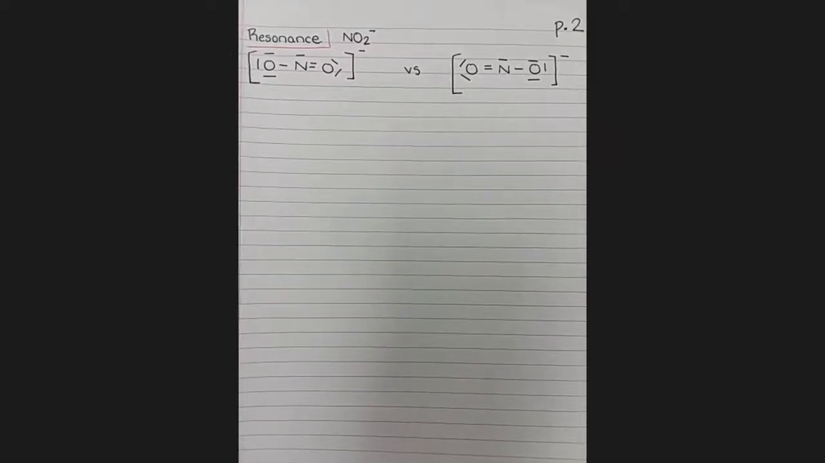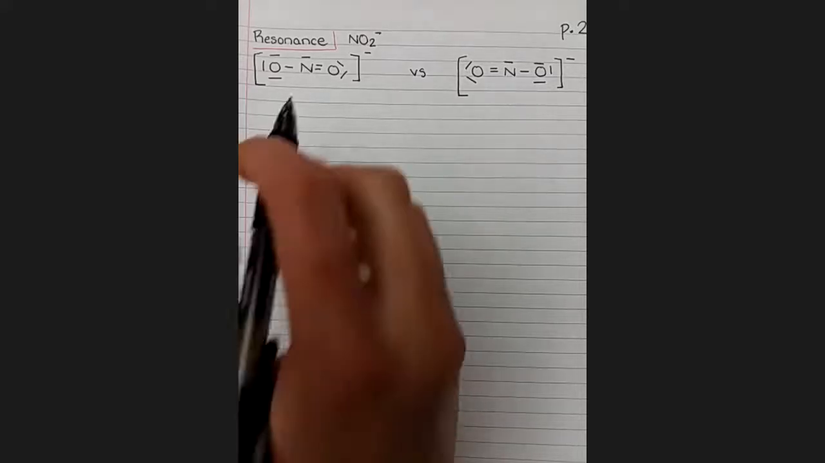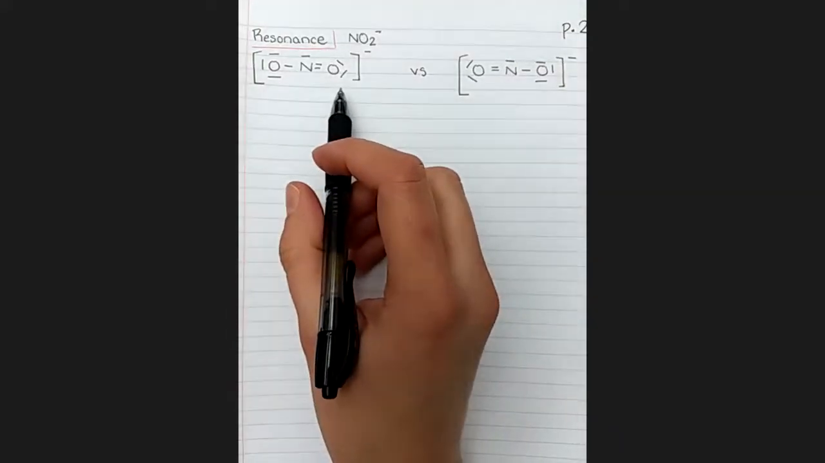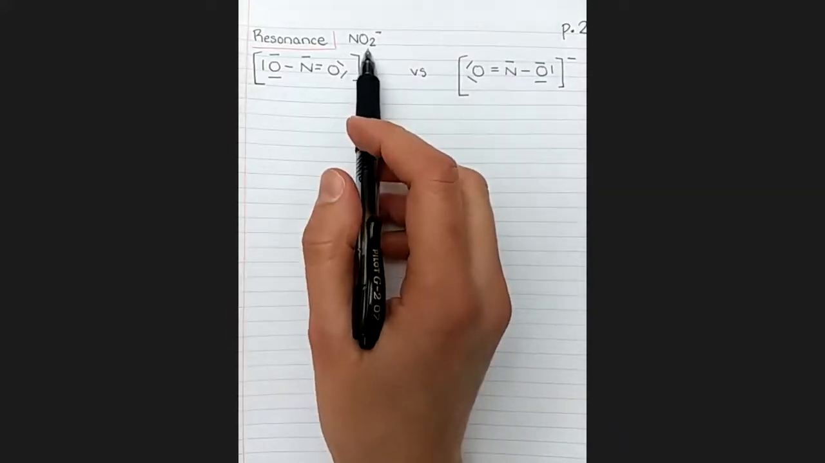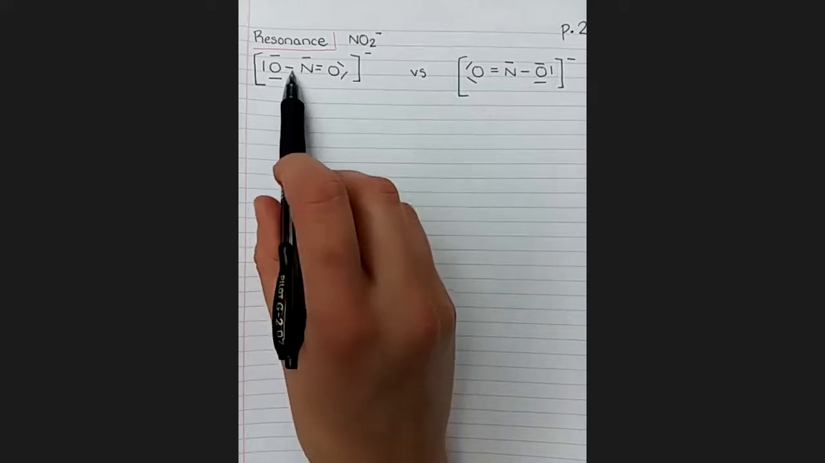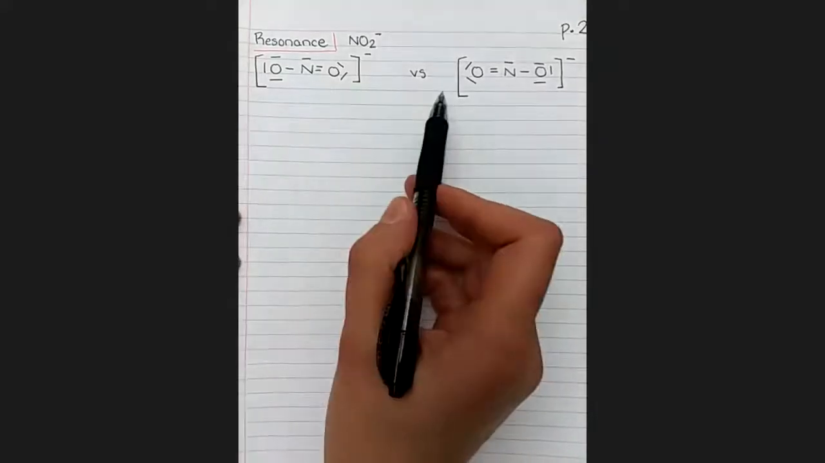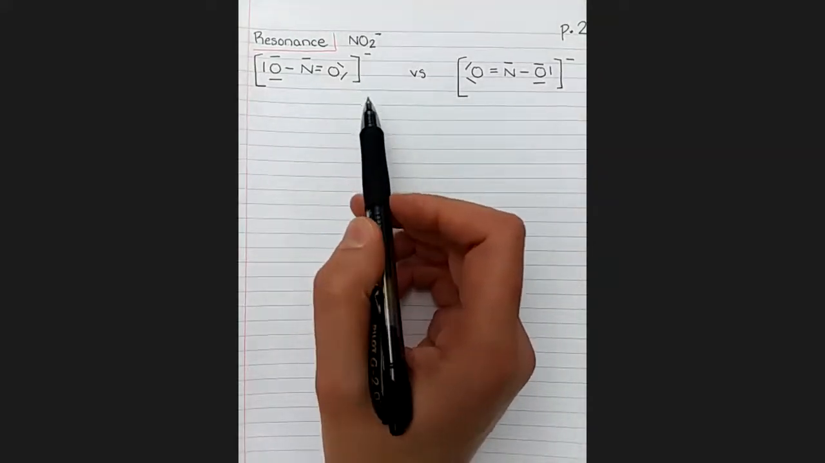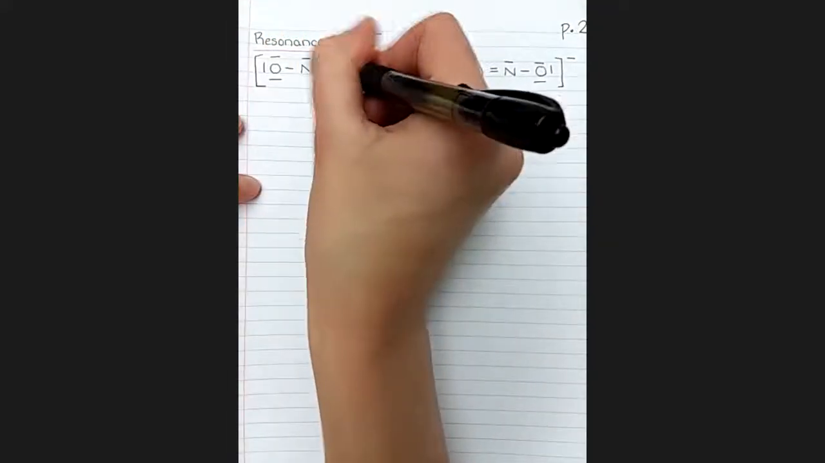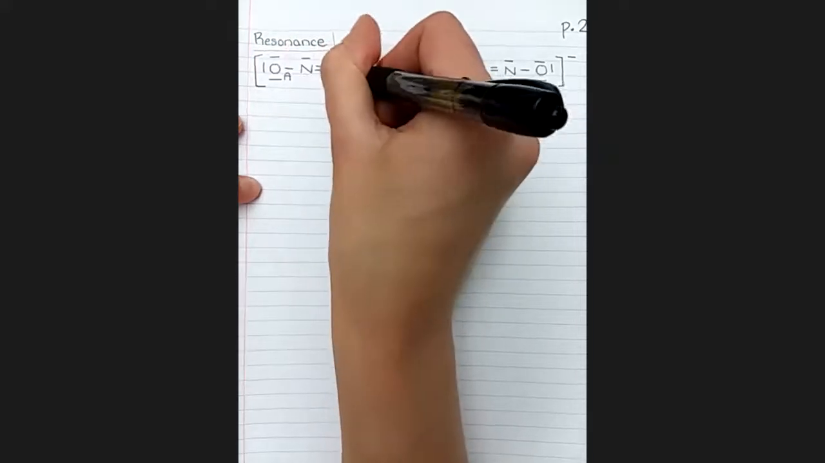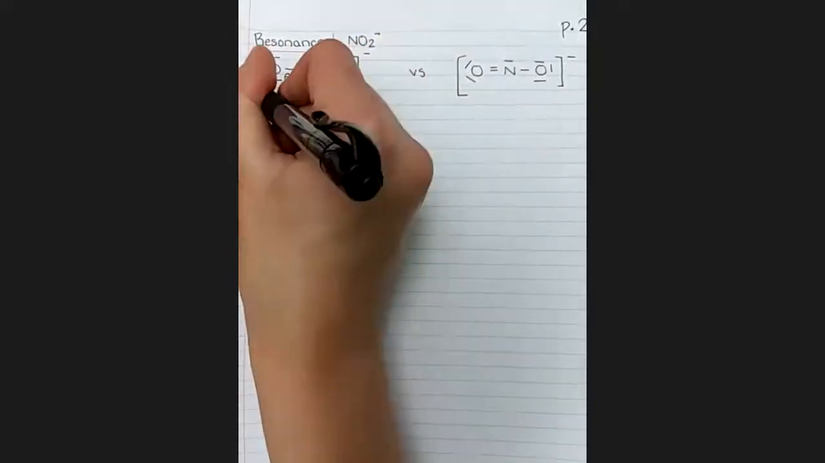So I've gone ahead and drawn two possible Lewis structures for NO2 minus, one with a single and a double bond, and one with a double and a single bond between those oxygens. So let's go ahead and try out the first tool that we used, the formal charge, to try and predict which one of these structures would be preferable. So these oxygens are different. So I'm going to call them oxygen A and oxygen B.